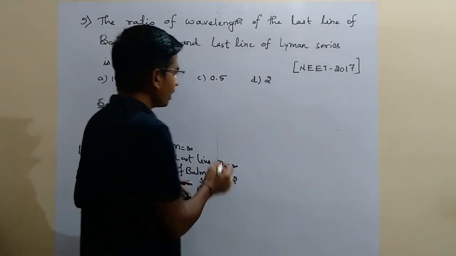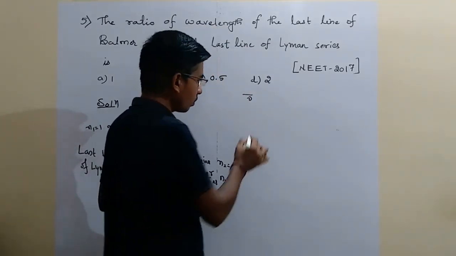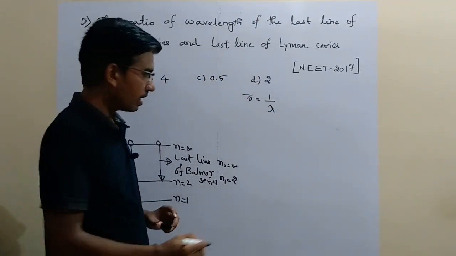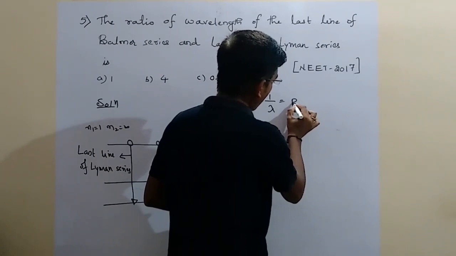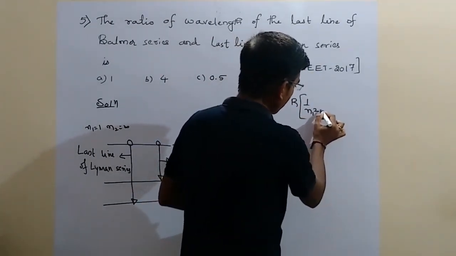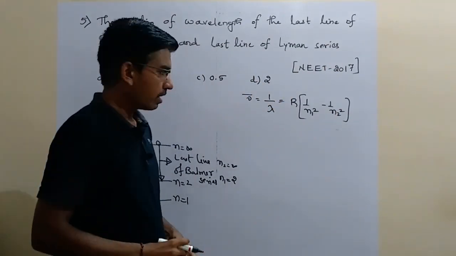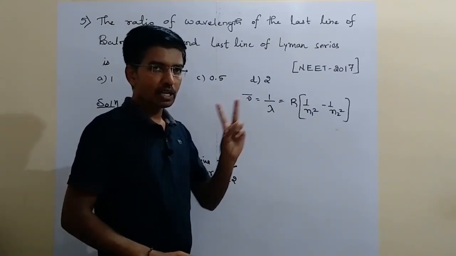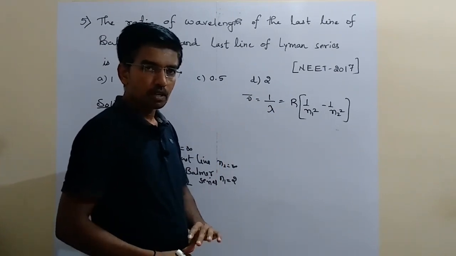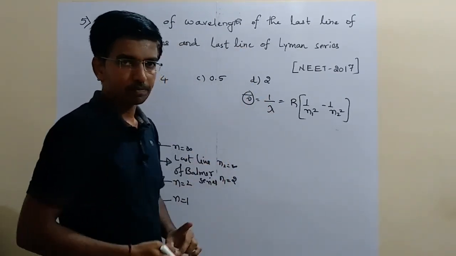So let us write the wave number equation. Wave number, that is the reciprocal of wavelength, that is 1 upon lambda, is equal to R into 1 upon n1 square minus 1 upon n2 square, where R is the Rydberg constant. By using this formula we can calculate two things: the first one is wave number and the second one is wavelength. Here there is no requirement of the wave number. I will just consider 1 upon lambda.